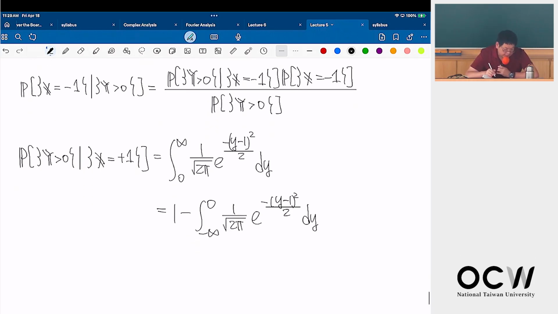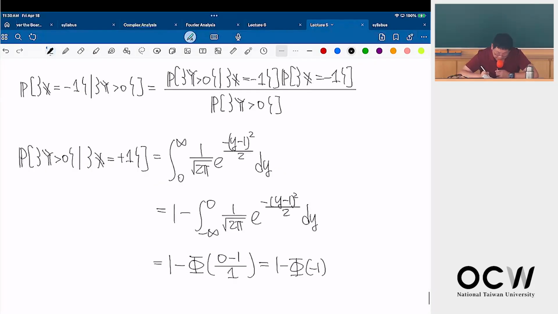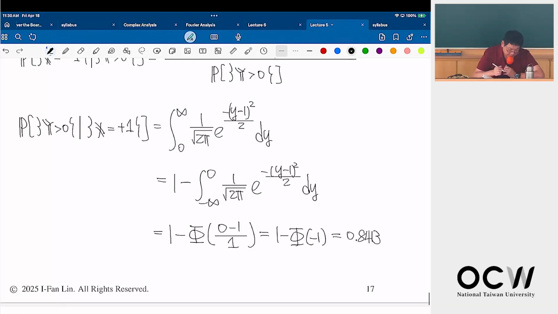In this way, we can check the table. Actually, this is phi of (0 minus 1) divided by 1. So if you check the normal distribution table, it is 0.8413. Similarly, we can get the case where x is minus 1.